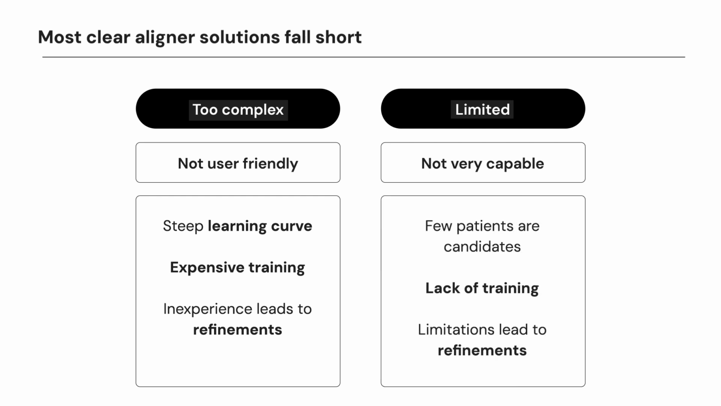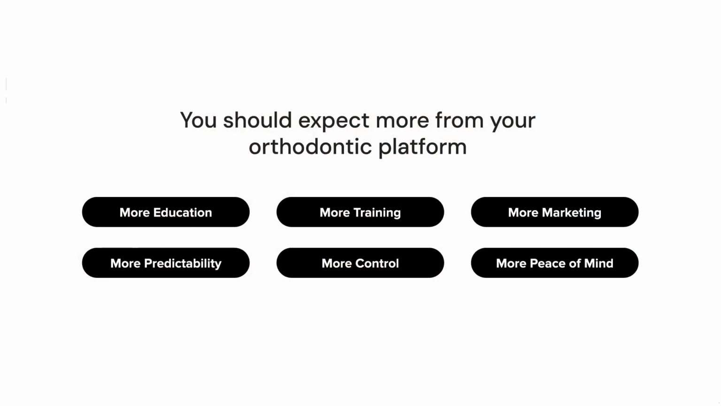And now there's generally no training associated with those systems out there. And once again, it leads to incomplete finishes. It leads to outcomes that we don't want. So both the too complex and the very, very limited kind of take us back to poor outcomes. And that's what I want to get over for us. I want us to expect more.